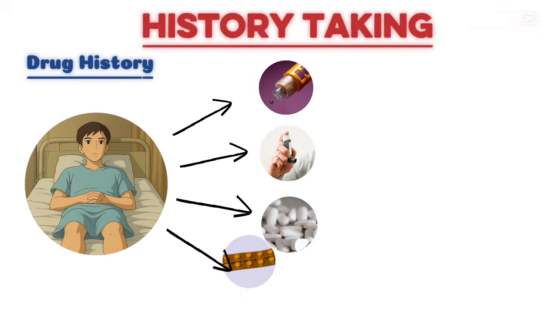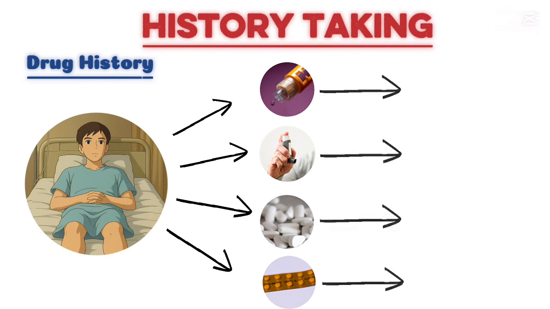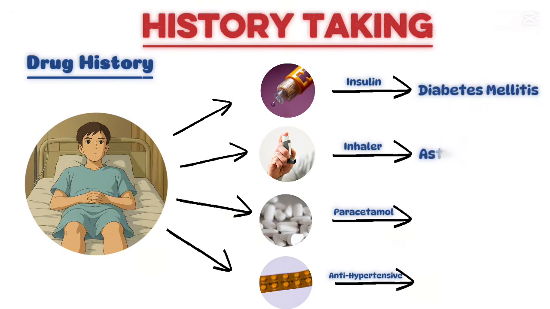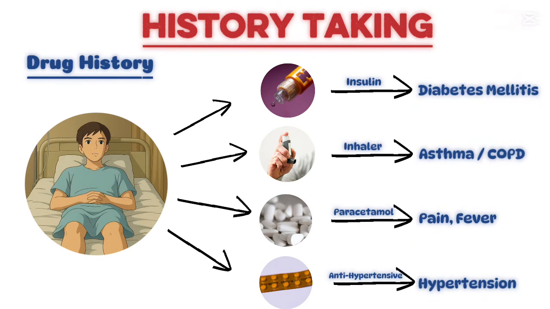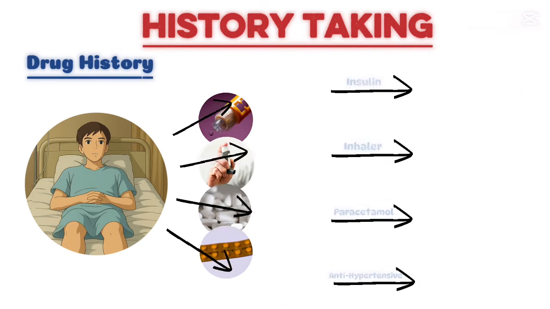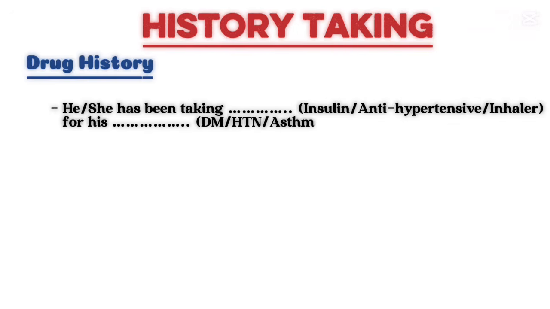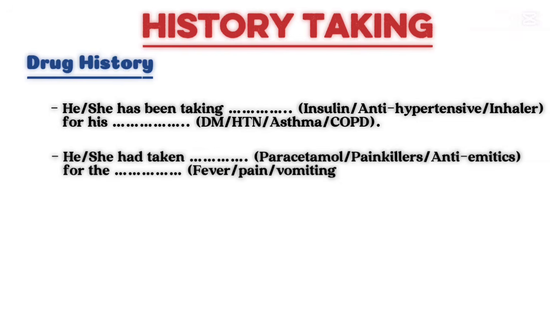a regular basis for any sort of illness, like insulin for diabetes mellitus, antihypertensive drugs for hypertension, inhaler for asthma. And we should also ask the patient if he or she has been taking any medication by themselves for their current illness before being admitted to the hospital. For example, paracetamol for the fever, painkillers for the pain, antiemetics for the vomiting, etc. Or if the patient has no significant history of medication, then we simply write not so significant or no significant findings.